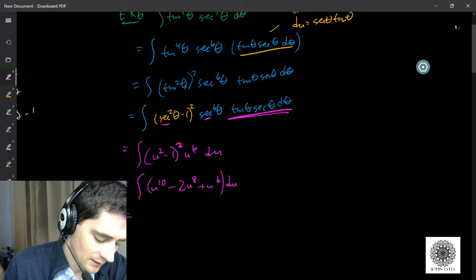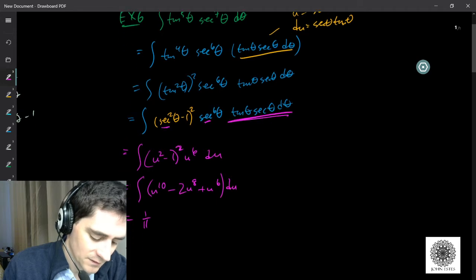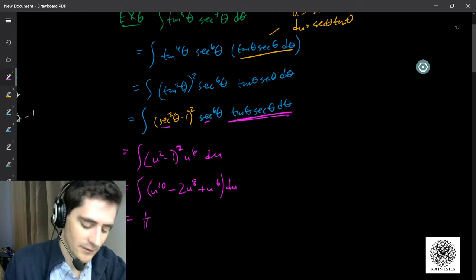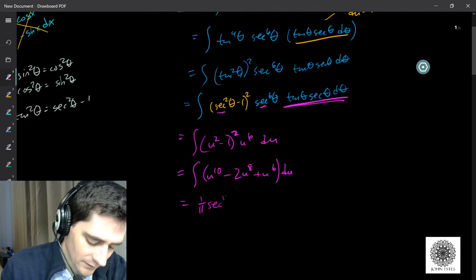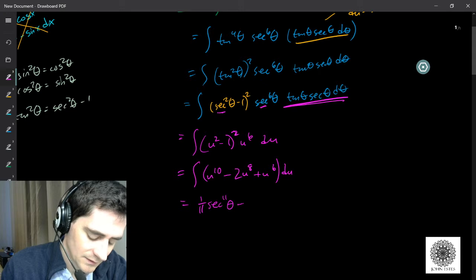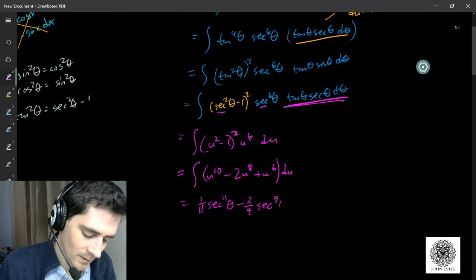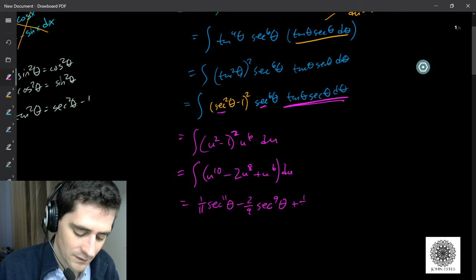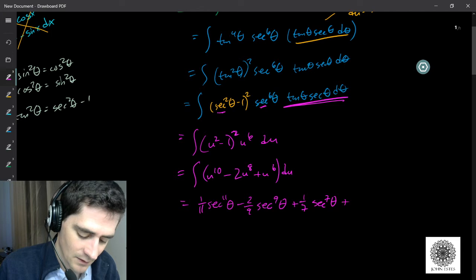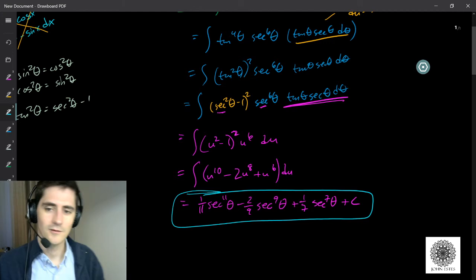And so we can integrate now and get 1/11. Let's go ahead and replace our u. What was our u? Secant. So we have 1/11 u to the 11th. So that's 1/11 secant to the 11th power minus, let's see, 2/9 secant to the 9th power plus u to the 6th. The integral of that would be 1/7 u to the 7th. So that's 1/7 secant to the 7th power plus c. And there is our integral.